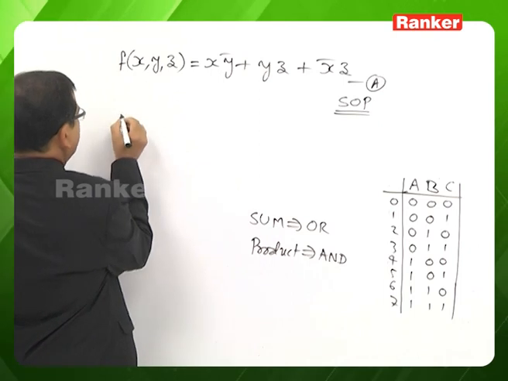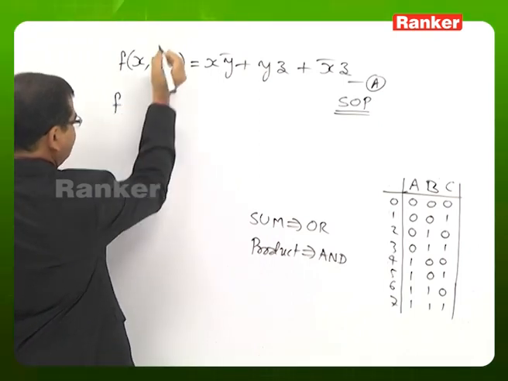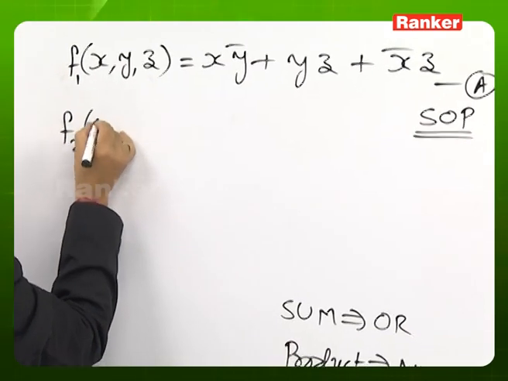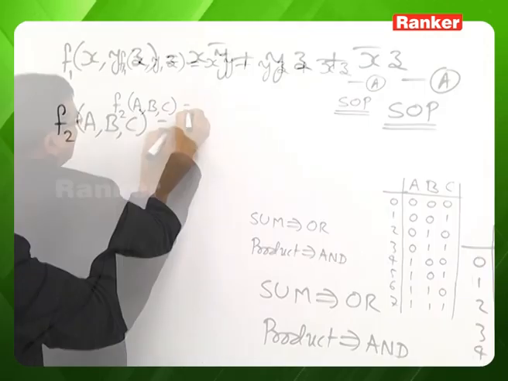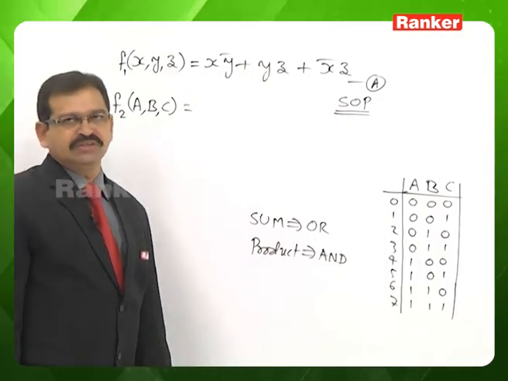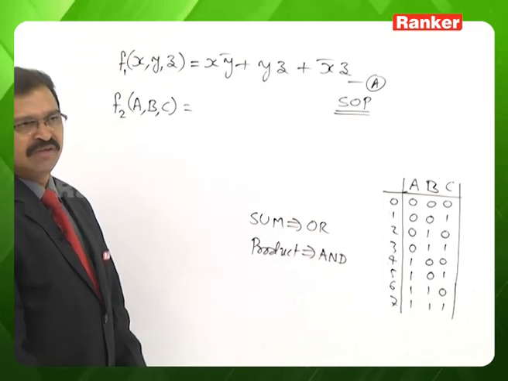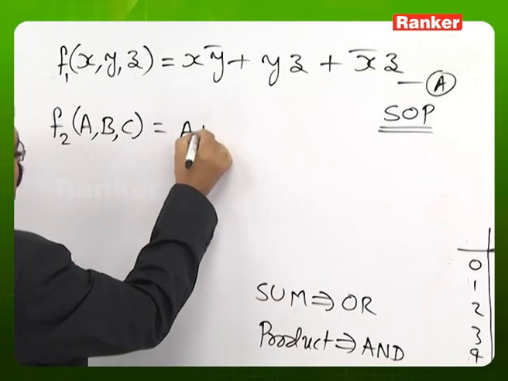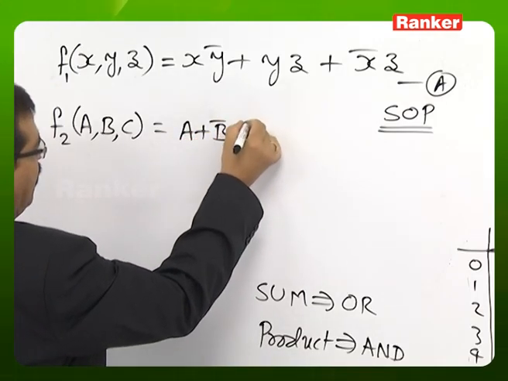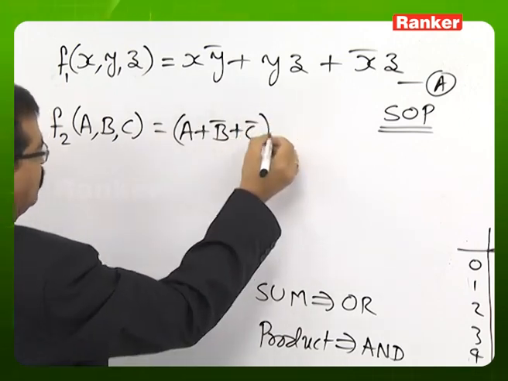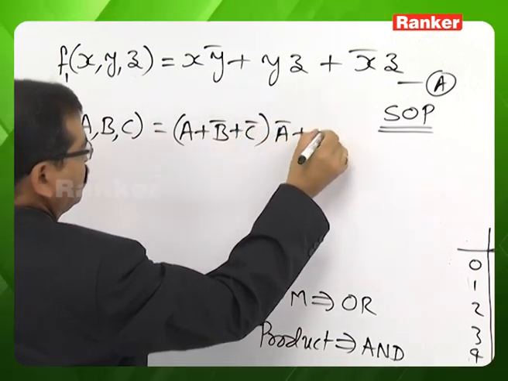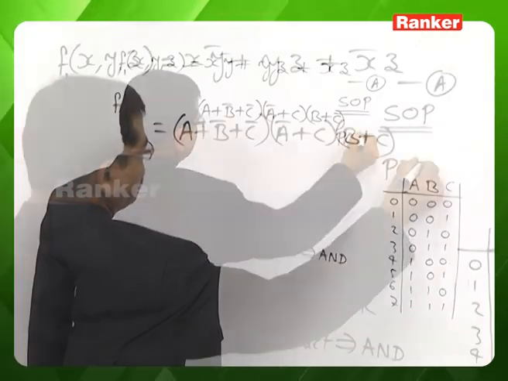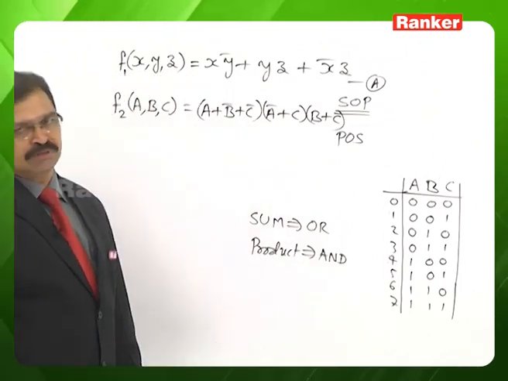Similarly, if you write another function, while naming the earlier function as f1, let us name this f2, f2 of A, B, C. As long as A, B and C are Boolean variables, the function f2 also we are naming as a Boolean function or switching function. Consider this function as A OR B complement OR C complement, AND A complement OR C, AND B OR C. This form of expression we are naming as product of sum expression.